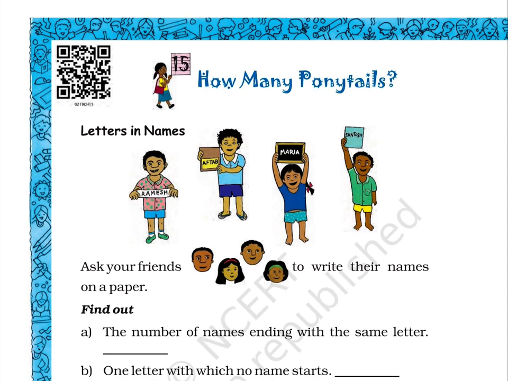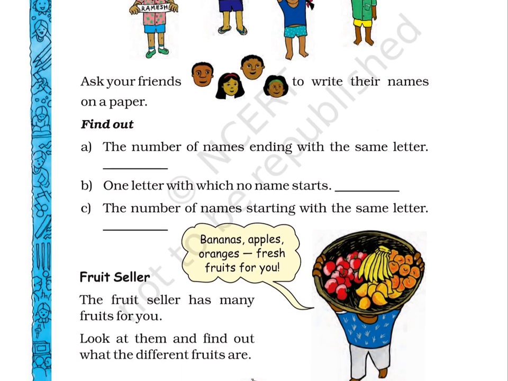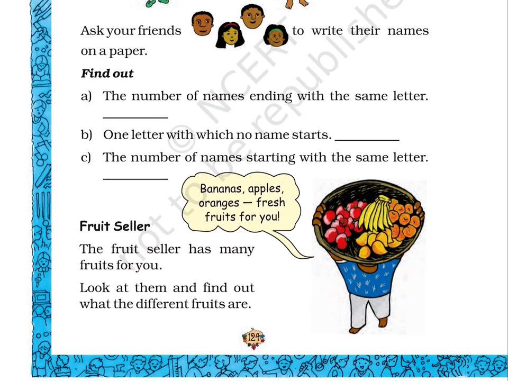Boy 1, Ramesh. Boy 2, Aftab. Girl 1, Maria. Boy 3, Santosh. Below this picture is written, ask your friends to write their names on a paper. Find out. Question A. The number of names ending with the same letter. Question B. One letter with which no name starts. Question C. The number of names starting with the same letter.